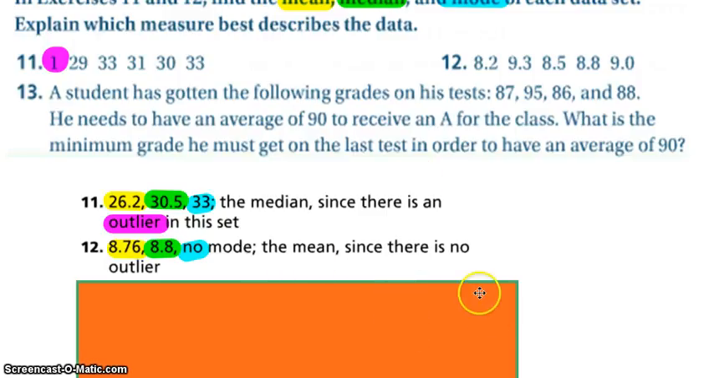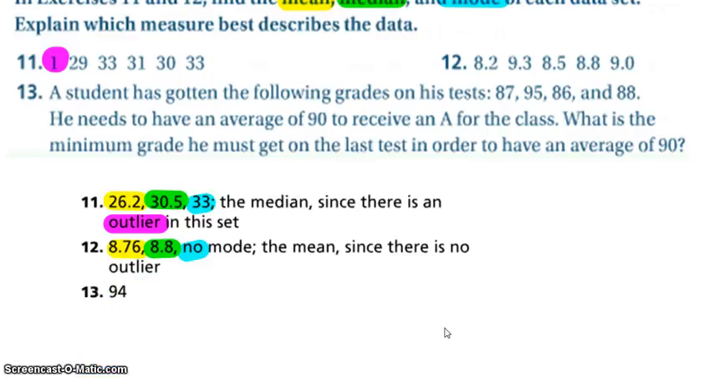And then for 13, you'd actually have to do out the work to see what he would need to get to average a 90, and he would need a 94 on that last test.